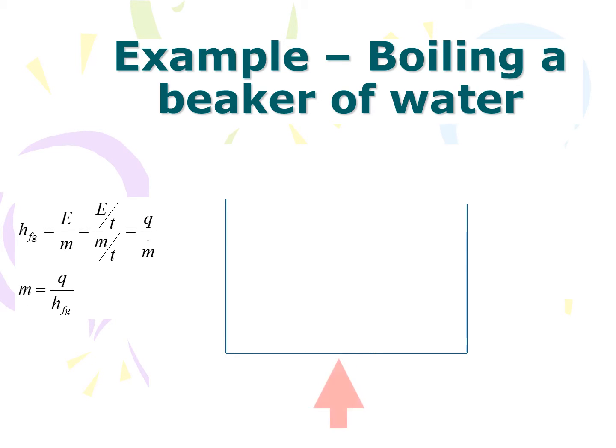Latent heat is an important physical property. It is equal to the latent heat required to boil water divided by the mass of water that is boiled. Hence it is also equal to the rate of heat addition divided by the rate of evaporation. The rate of evaporation, m dot, is therefore equal to the rate of heat addition, q, divided by the latent heat, hfg.